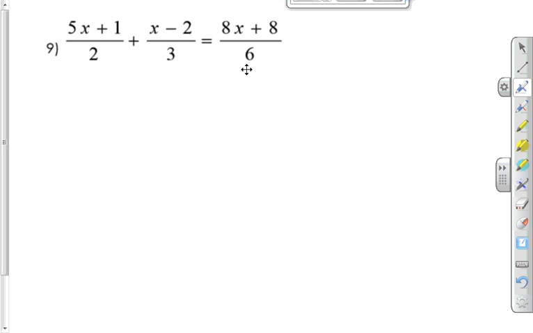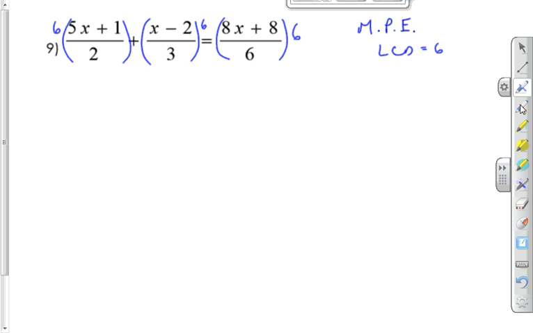So remember from class, one of the strategies that we can employ involves using the multiplicative property of equality. Remember, this property says that we can multiply or divide both sides of an equation by the same value and maintain equality. The value we want to use is the LCD of these denominators, which is 6. So we're going to multiply all of these expressions by 6. So let's begin.